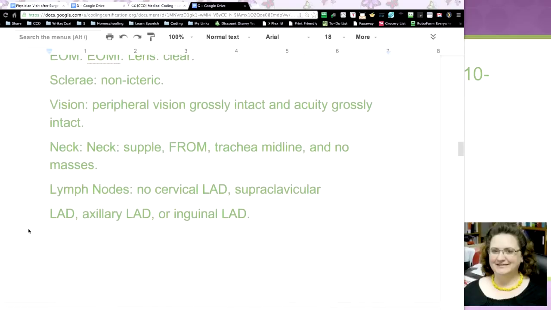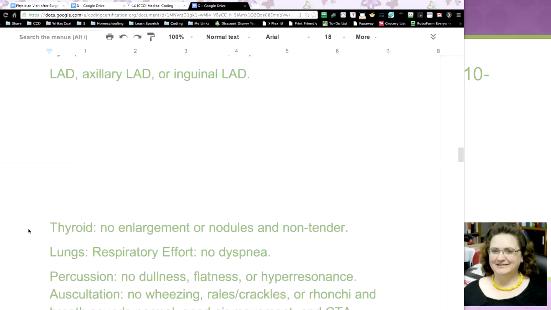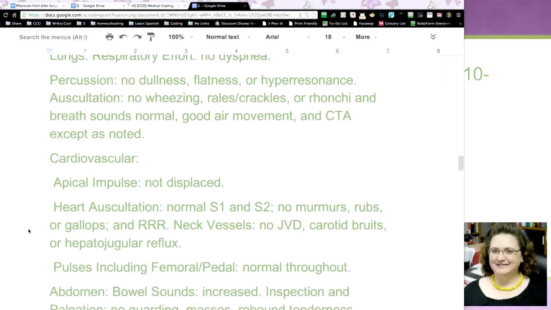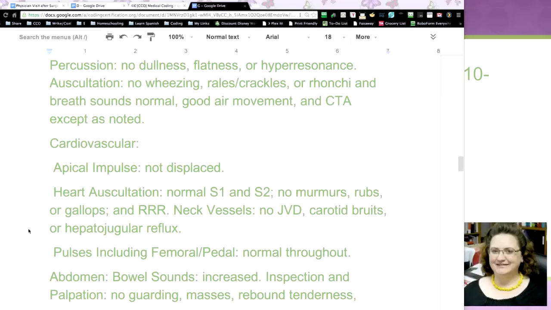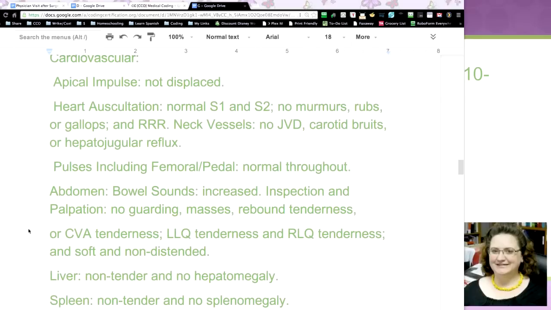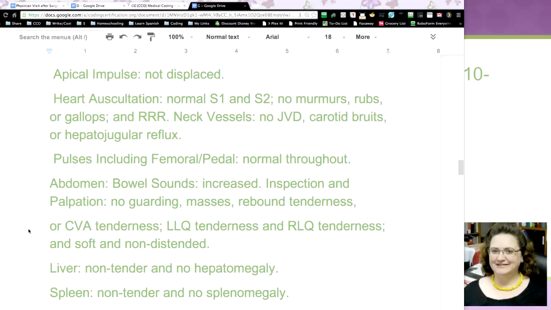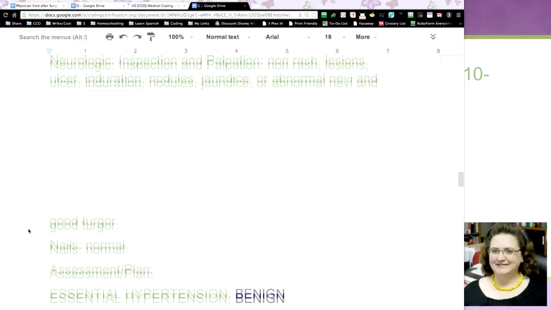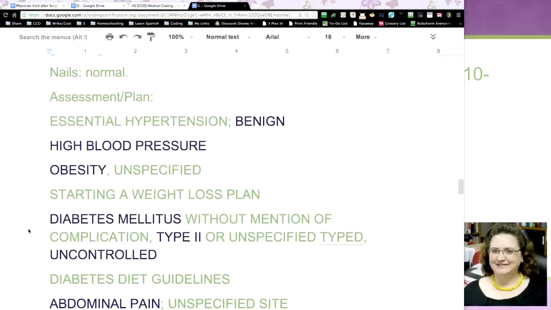Let's see, vision, neck, lips. See how they're doing all these body systems. Thyroid, they do the lungs, cardiovascular, heart, pulse, abdomen, and again, there's no rebounding or anything. Let's see, tenderness, left lower quadrant, right lower quadrant, and liver, everything else is okay. Scroll down just a little bit more, and again, we're not pulling diagnoses off of this per se.